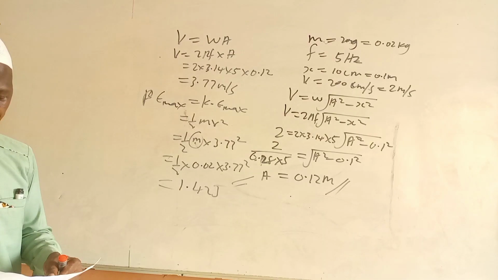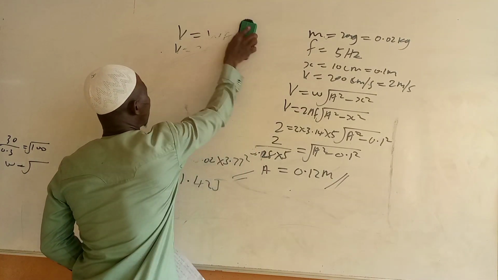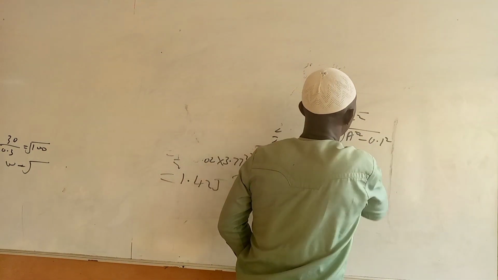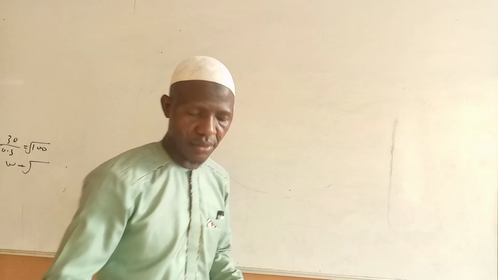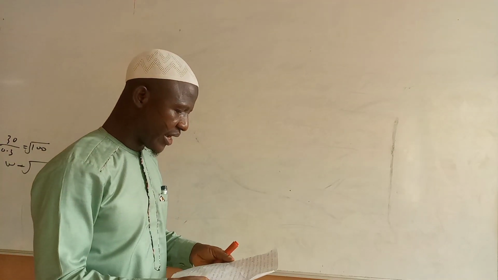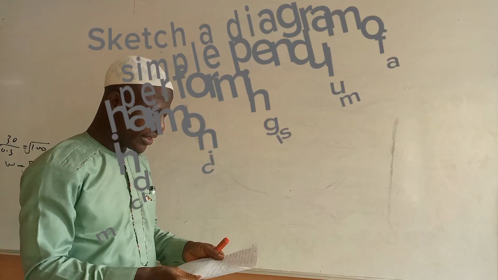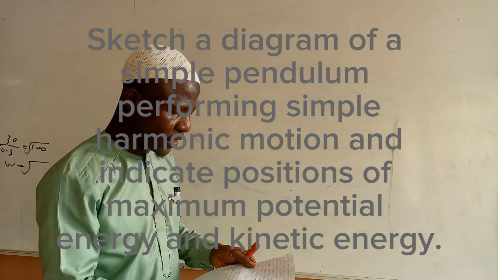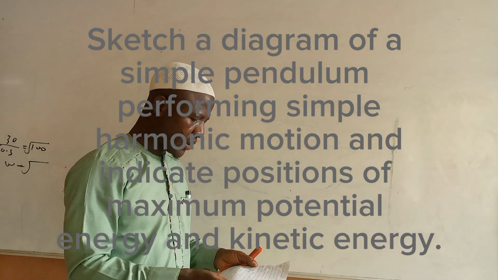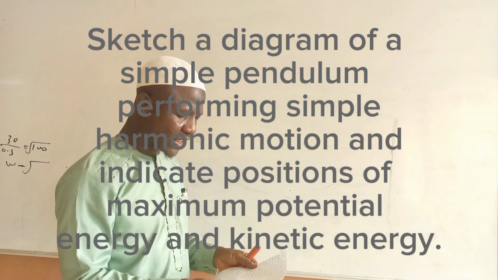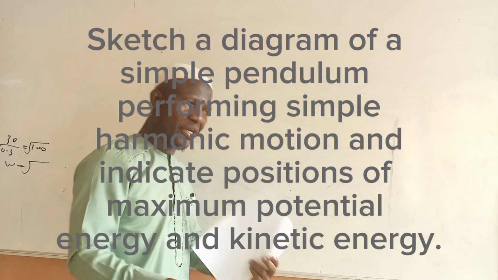So the next question is, now we are moving to the second question, and our second question is 2005 number 11, the theory part. Now the question says, sketch a diagram of a simple pendulum performing simple harmonic motion and indicate positions of maximum potential energy and kinetic energy. And we have done that too.